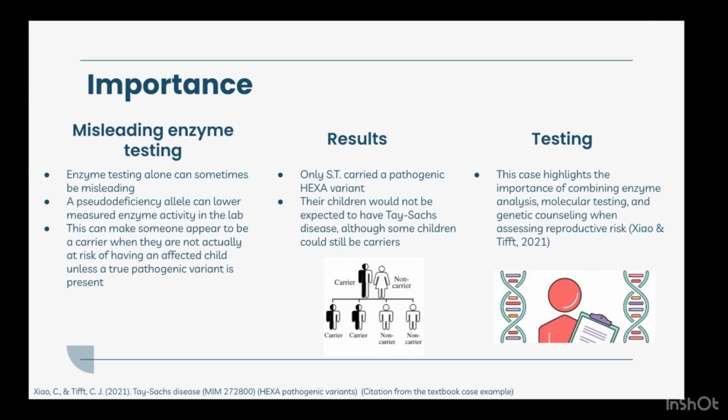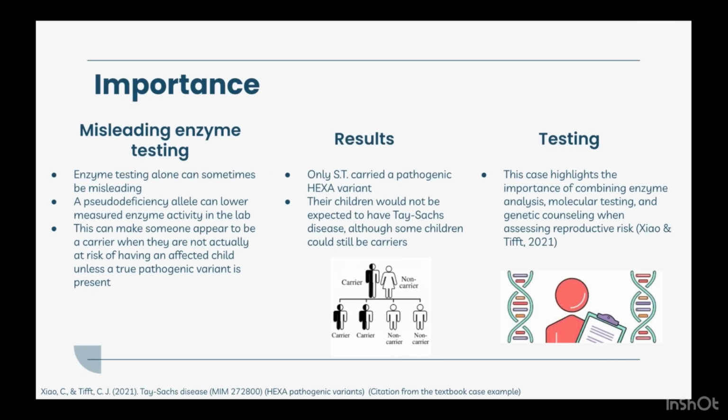So on the next slide, I have some important things to talk about regarding this case example. The first one being the misleading enzyme testing. As I talked about before, doing the enzyme testing alone can be misleading because of a pseudodeficiency allele that can lower that measured enzyme activity in the lab. So this can make someone appear as if they are a carrier like RT, but they actually won't be at risk of having an affected child unless they have that true pathogenic variant that we talked about.